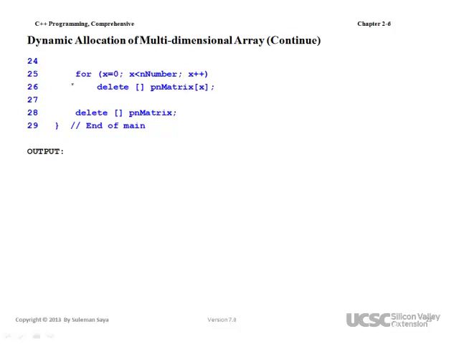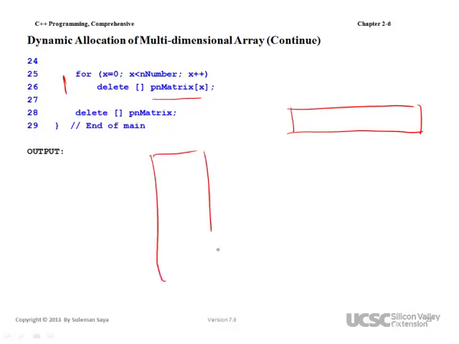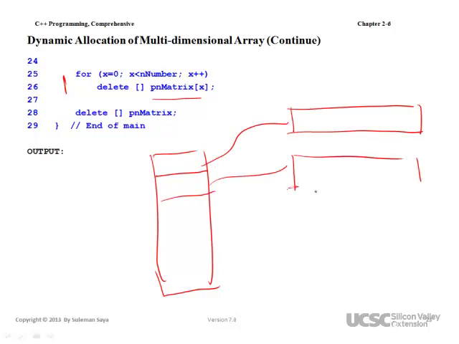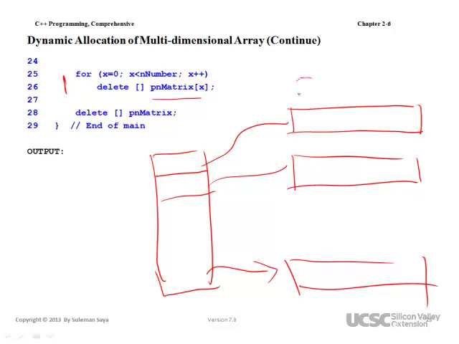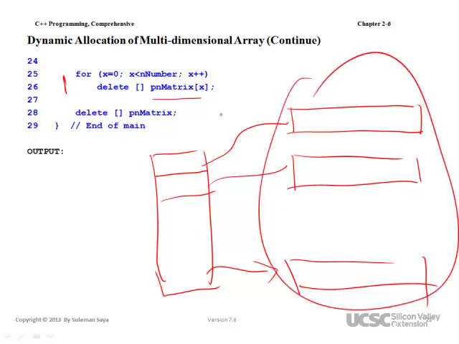So starting from line number 25, all these small arrays that we created will be deleted. Okay, so first it goes to the array of pointers, the first element, and then the second element, so it will delete each one. These arrays will be deleted, each one of them, by this line number 26.